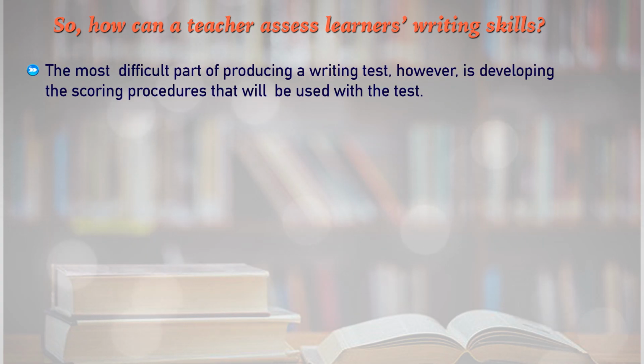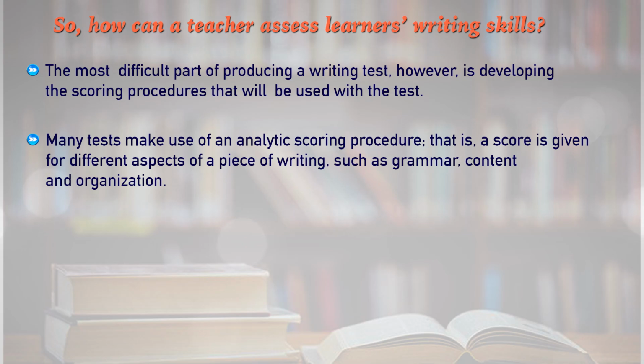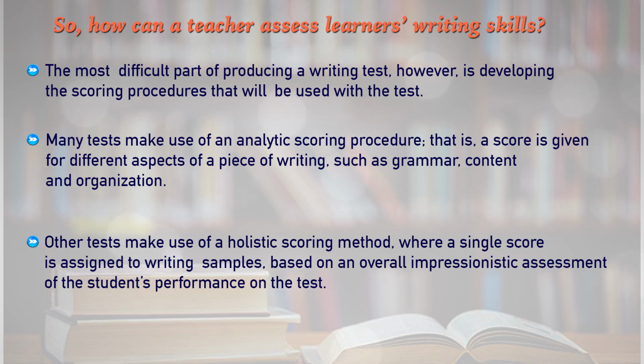The most difficult part of producing a writing test, however, is developing the scoring procedures that will be used with the test. Many tests make use of an analytical scoring procedure. That is, a score is given for different aspects of a piece of writing, such as grammar, content, language, and organization. Other tests make use of a holistic scoring method, where a single score is assigned to writing samples based on an overall impressionist assessment of the student's performance on the test.